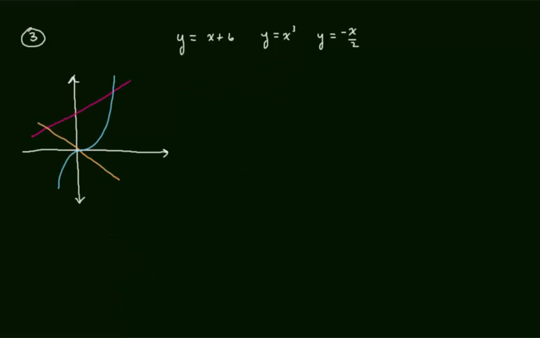In example number 3, we have 3 equations: y equals x plus 6, y equals x cubed, and y equals -x over 2, and we want to find the area bounded between these 3. I'm going to lightly shade the region of interest. But you might notice something here.